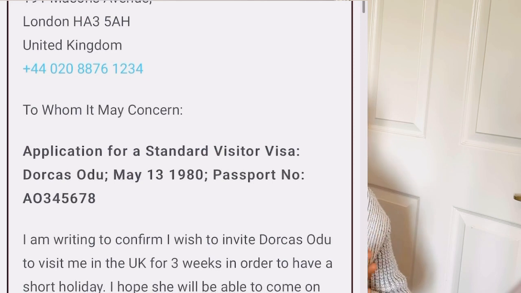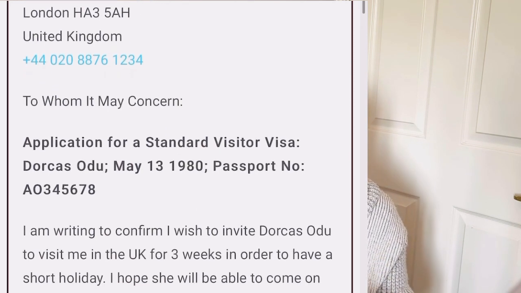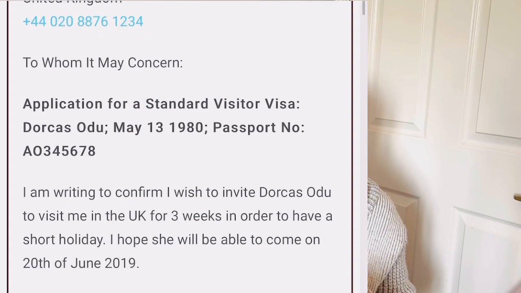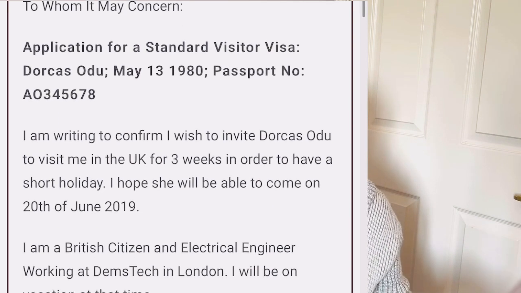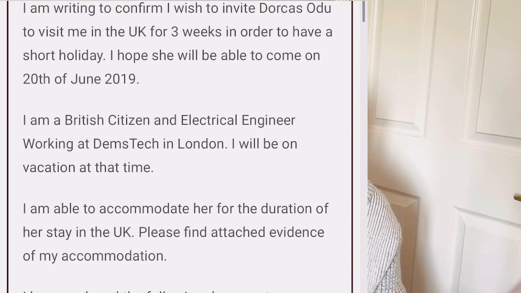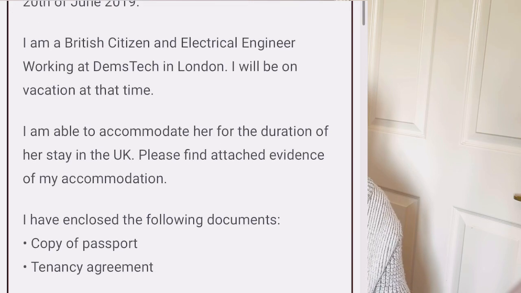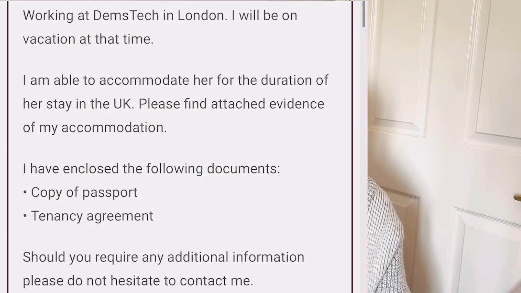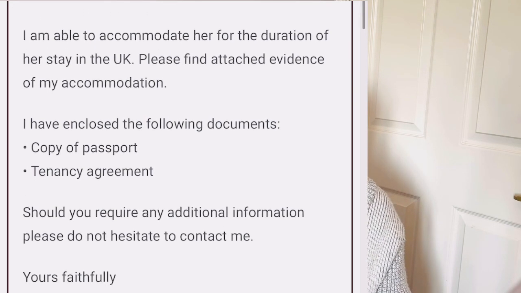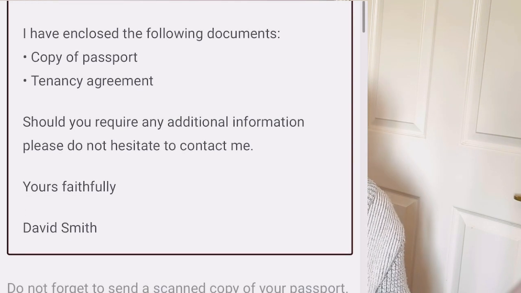But one thing I have to tell you now is that when you're writing that letter, you need to prove that whoever you're inviting will return back to their own country, that they really have something to go back to. Okay, because they don't want you to invite people that will come here and not go back. Mind you, if you invite someone and they refuse to go back, in the future you will no longer be able to invite anyone here in the UK.